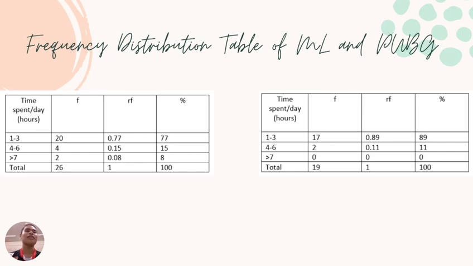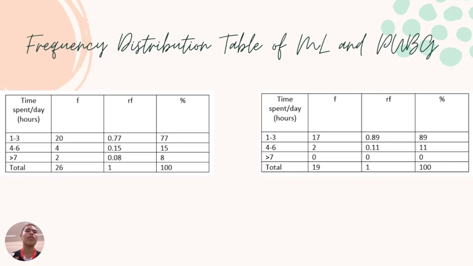And then the frequency distribution for Mobile Legend, time spent per day: 1 hour until 3 hours is 20, who spend their time on Mobile Legend for 1 until 3 hours. And then for 4 hours until 6 hours, 4 spend their time, and more than 7 hours is 2. The total is 26.